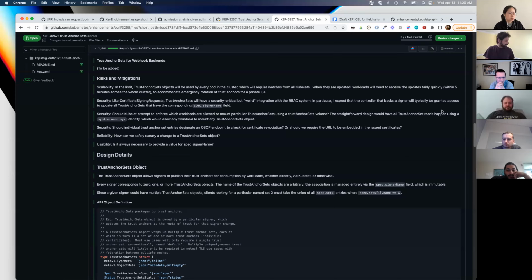I think the two remaining problems I see with cert stuff in Kubernetes generally are trust distribution and revocation. So obviously this handles the trust distribution part. I was just trying to see if we could also somehow have some story for revocation.